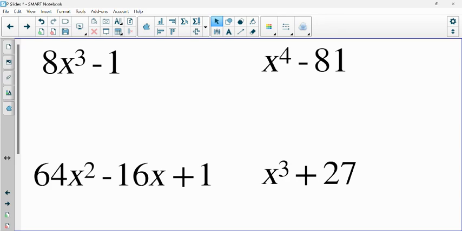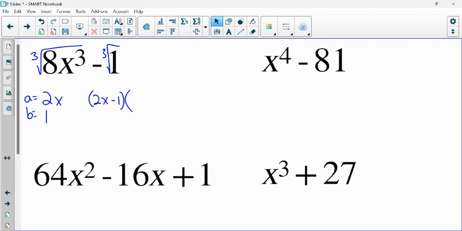So the first thing you want to do with difference of cubes is figure out what your A and your B are. To figure out your A, you're taking the cube root of the first term. So what's the cube root of 8x cubed? 2x. And then your cube root of 1 is just 1. Once you have that, the formula for difference of cubes is right on your sheet. It's A minus B, so it would be 2x minus 1.